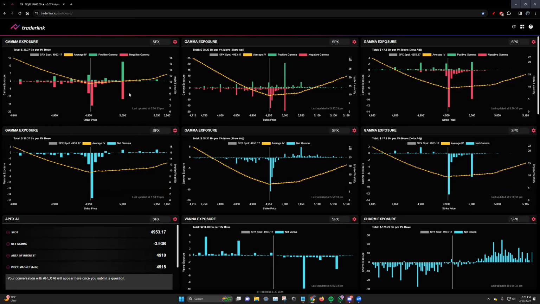Yeah, chop until OPEX. So keep that in mind. I think it's going to be base hits, and PPI is also on Friday on OPEX. So I do expect chop the rest of the week, which is really boring, but it is what it is. It'll be good for spreads, guys.